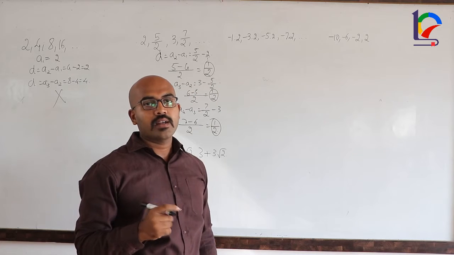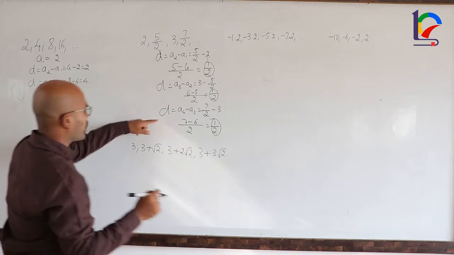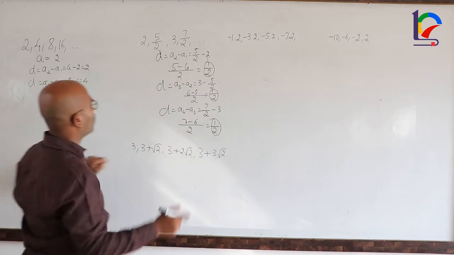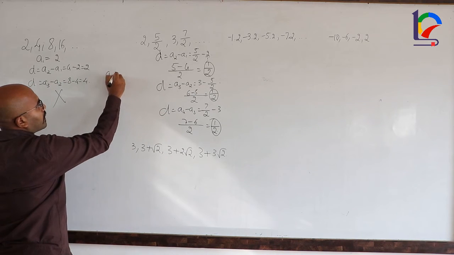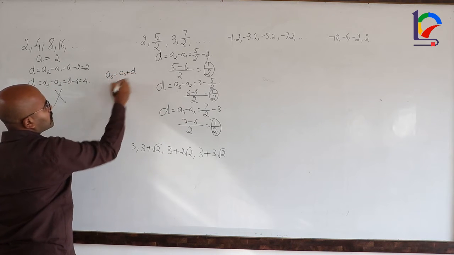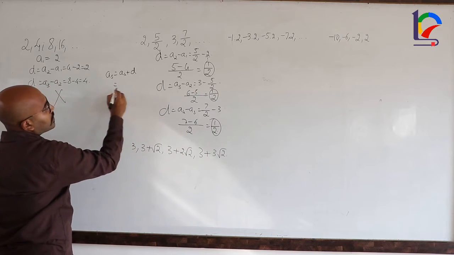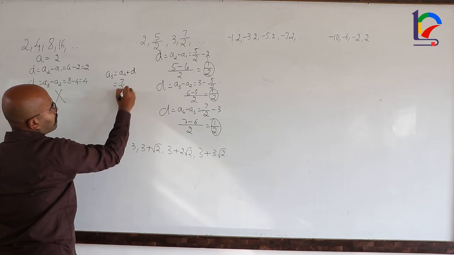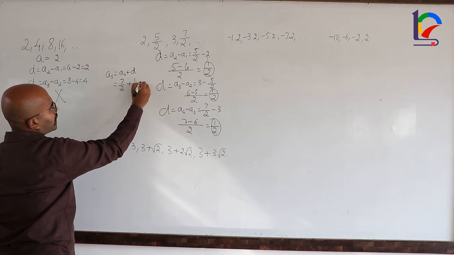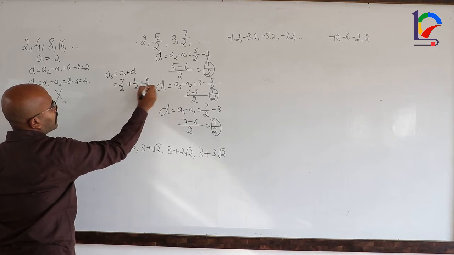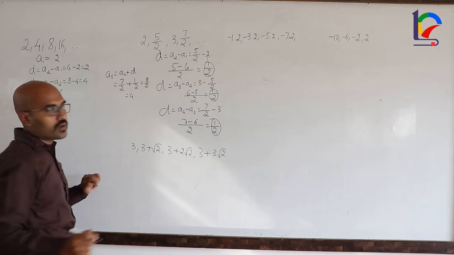So if you want to find the next three terms, here we know till A4. So what is A5? It is A4 plus D. What is A4? A4 is 7 by 2. What is the common difference? 1 by 2. So it is 8 by 2, nothing but 4.